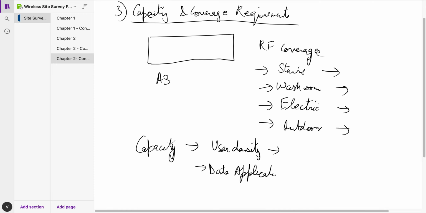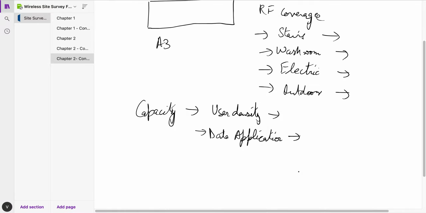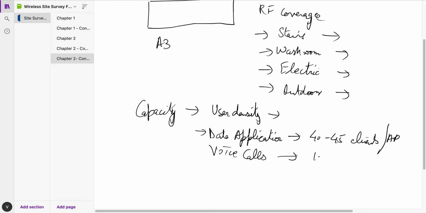So people on the ground in the office, are they using data applications, or are they also using voice over Wi-Fi, right? Because if they're using data, then I can plan accordingly, because I would say on an AP, if everybody is using data, I can have at least 40-45 clients per AP, and I should be good. But if you're using voice over Wi-Fi, voice calls happening or video calls happening, I don't want to go beyond 15 or maximum 20 clients.